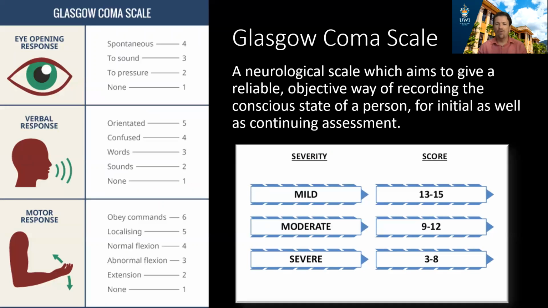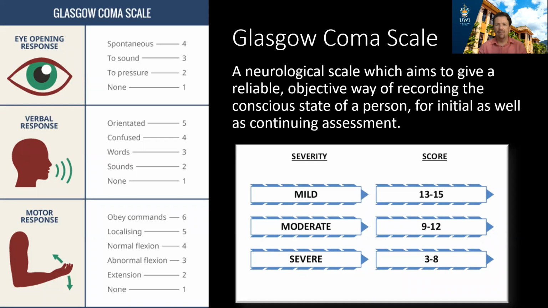Now, to help us understand comas from a clinical point of view and how to best assess and manage them, clinicians more than 40 years ago in Glasgow, Scotland, developed a scale, the Glasgow Coma Scale, to look at the state of consciousness of a person. So it's a neurological scale and it's designed to provide both a reliable and an objective way of recording the state of consciousness. And what it's supposed to do is standardize how we treat and manage persons in a coma.